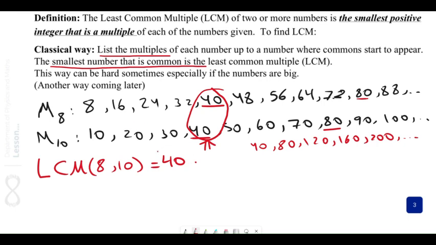We will learn later another way that will be much more effective and faster to find the LCM. This way can be good for small numbers, but it will become much harder when the numbers are too big or the numbers are a lot. Like if I have 3 or 4 numbers, listing too many multiples will be exhausting sometimes.